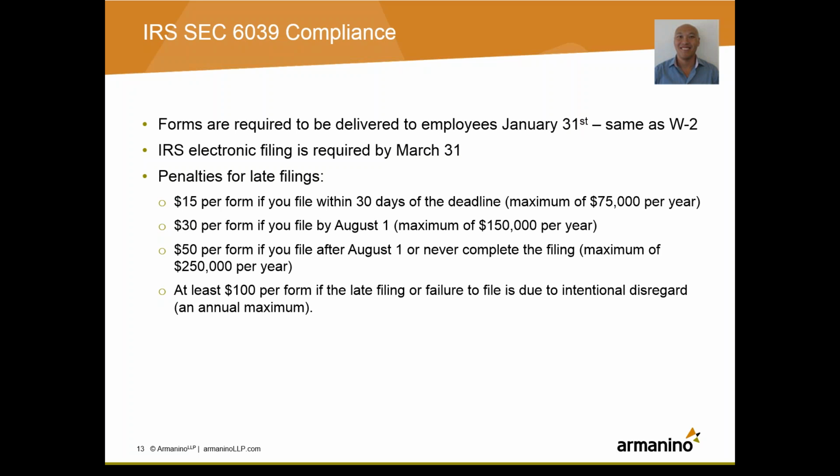On some of the penalties as listed there, it's $15 per form if you file within 30 days, with a maximum of $75,000 a year; $30 per form if you file by August 1, with a max of $150,000 per year; $50 per form if you file after August 1, with a maximum of $250,000 a year; and $100 per form if you intentionally disregard, without the annual maximums.